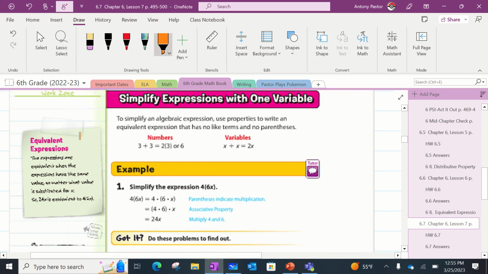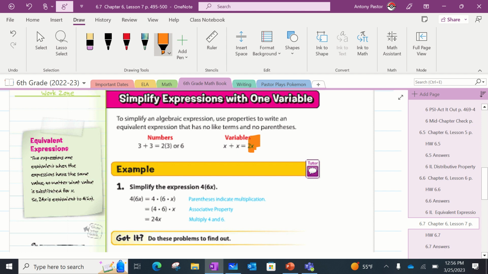Simplify expressions with one variable. To simplify an algebraic expression, use properties to write an equivalent expression that has no like terms and no parentheses. So for numbers, the example is 3 plus 3 equals 2 times 3, or 6. So we would change it. 3 plus 3 is the same thing as 2 times 3. With variables, x plus x is the same thing as saying 2x. There's 2 x's. So that's why we write it as 2x when we add.